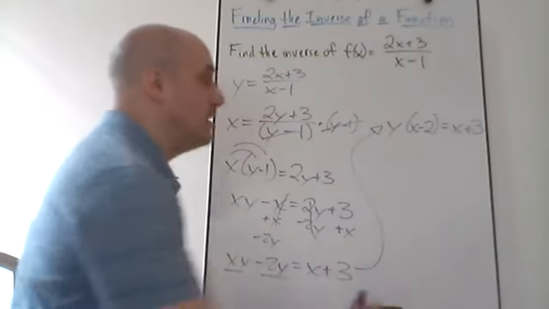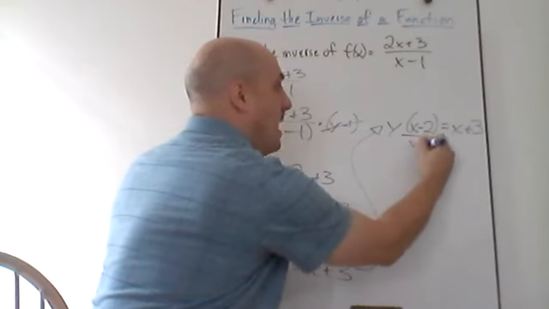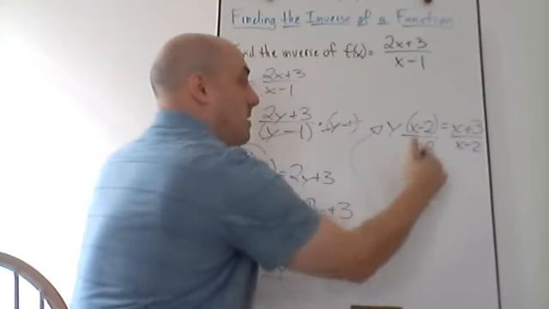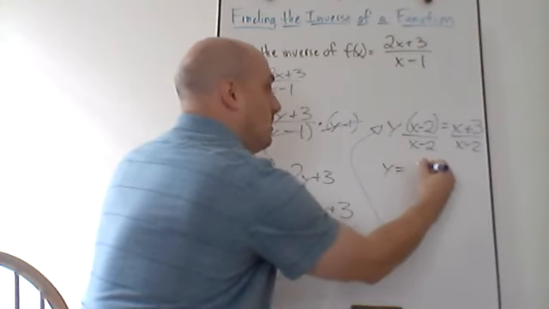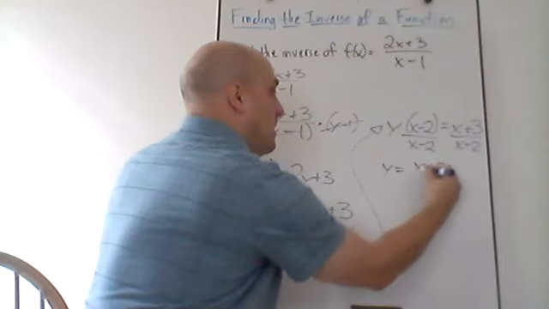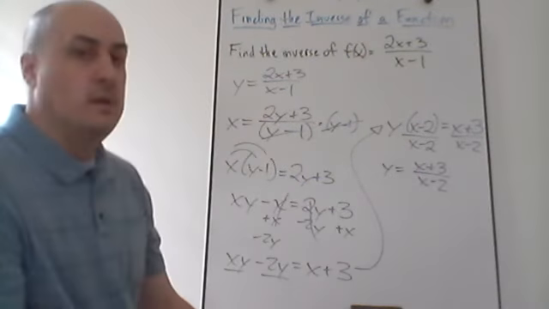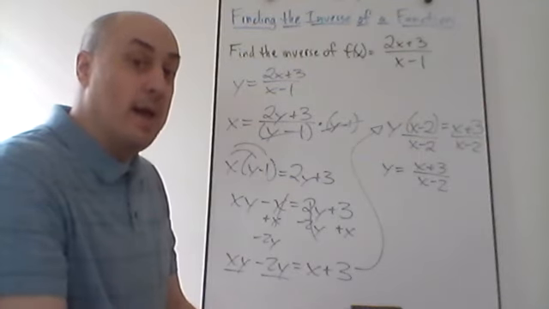To get that y by itself, I need to divide both sides by this x minus 2, by whatever's in that parentheses there. So I end up with y equals x plus 3 divided by x minus 2. All right, and now I've got that y isolated.